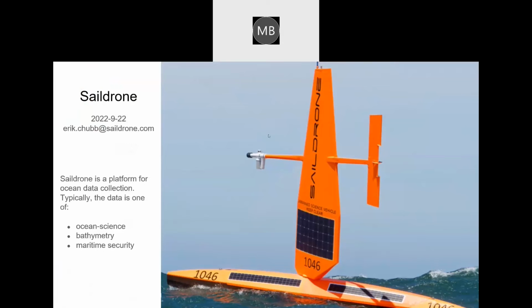Okay, I'm Erik Chubb. I work for Saildrone. We build the drones that you see in this picture. We operate them, and then our product is really the data that we collect. So we sell the data. We do ocean science like dissolved CO2, bathymetry, which is ocean floor topology, and then we also do security on the ocean. So that's basically pictures.